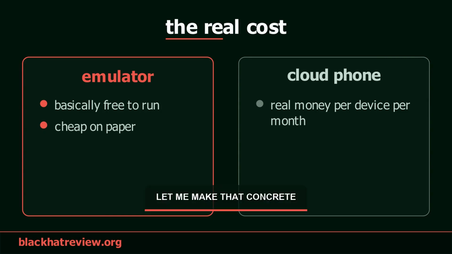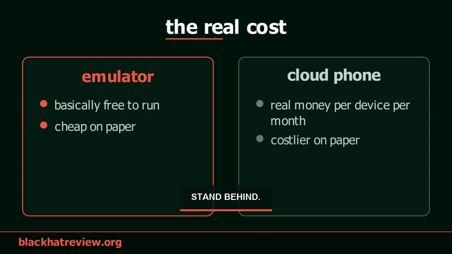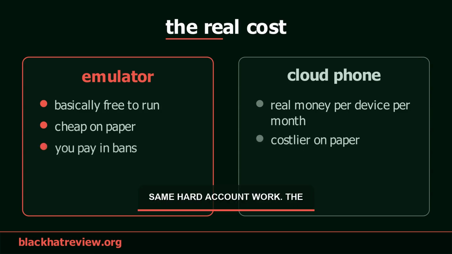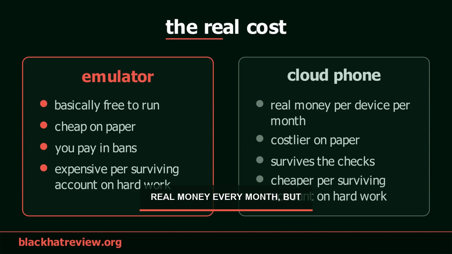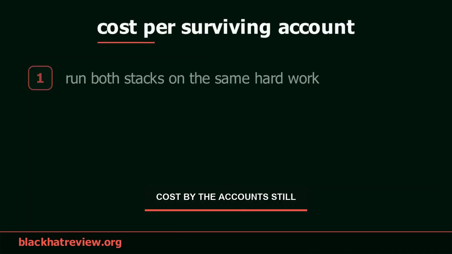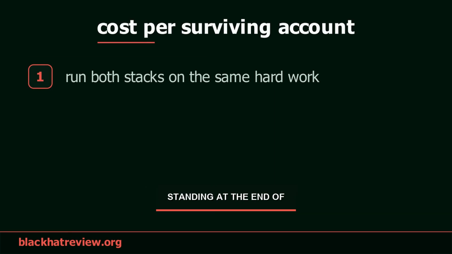Let me make that concrete without inventing numbers I cannot stand behind. Picture two stacks doing the same hard account work. The emulator stack costs you almost nothing to run, but say most of the accounts you warm up get flagged and pulled, so only a small fraction survive. The cloud phone stack costs real money every month, but a large majority of those accounts live. Now divide the cost by the accounts still standing at the end of the month.